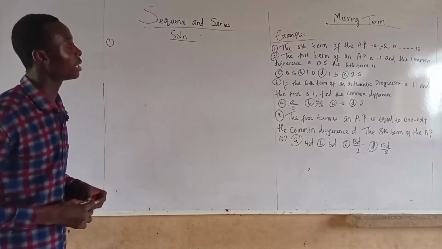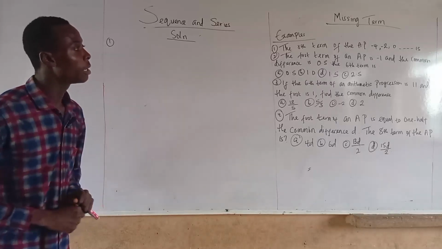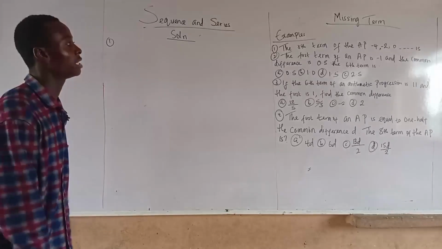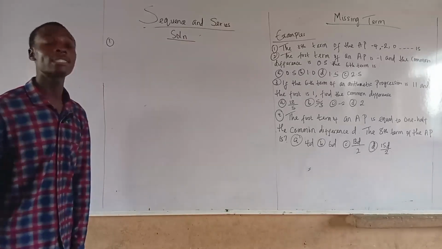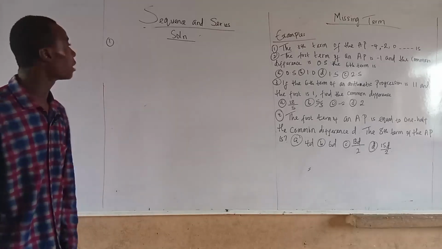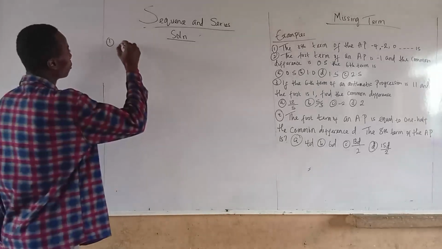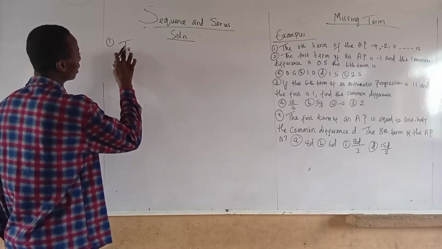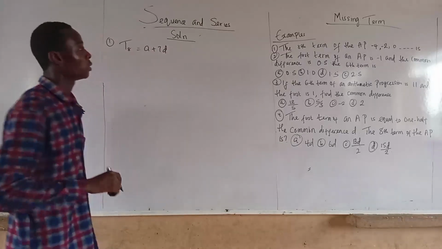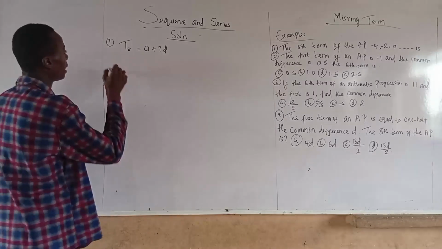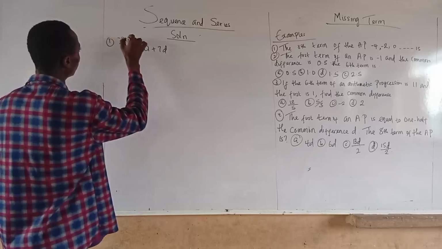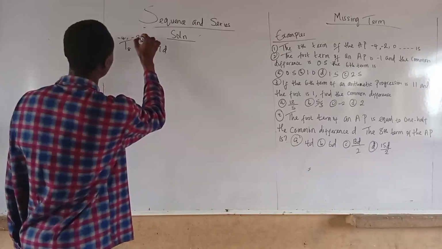The question says the 8th term of the AP minus 4, minus 2, 0, dash dash dash, 15 is. So they told us to find the 8th term, right? Now, what's the formula for finding the 8th term? Yes, T8, the 8th term, is equal to A plus 7D. Let me write the terms first: minus 4, minus 2, 0.